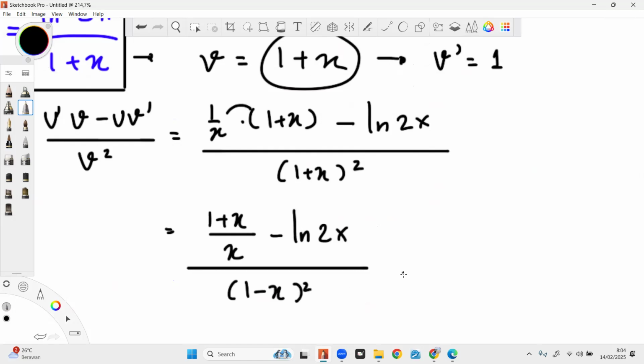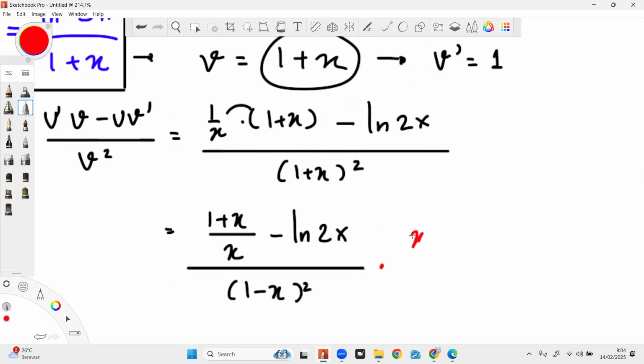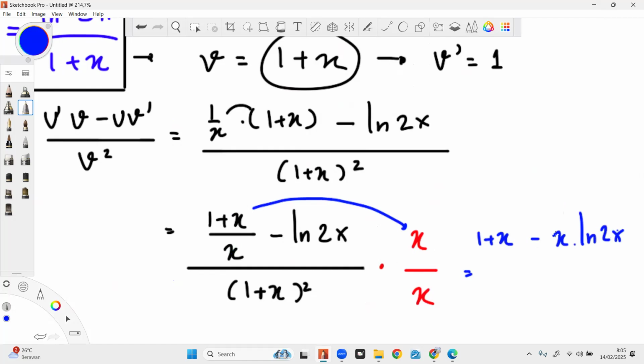How can we simplify this further? Make the numerator on top of an equal denominator. But if you don't get the idea, if you think too much, you can stop here, no problem. But I won't. I will give you the simplest way. You multiply both of them by x over x. We get 1 plus x only, because this is crossed out, and then subtract x ln 2x, over 1 plus x bracket squared.